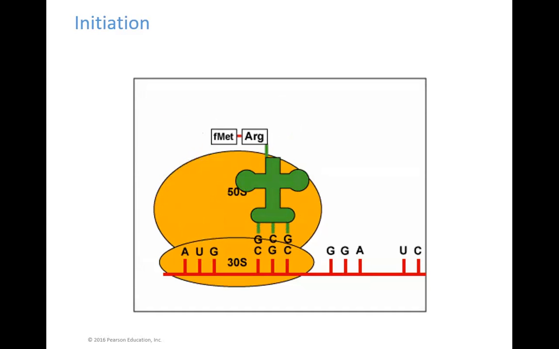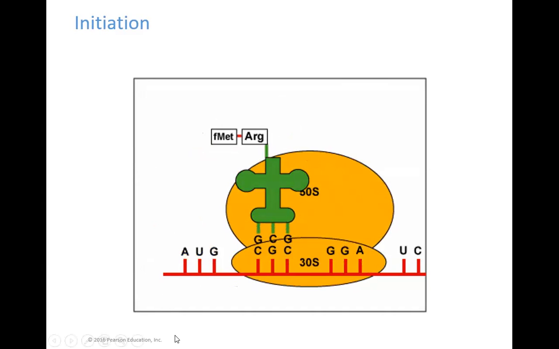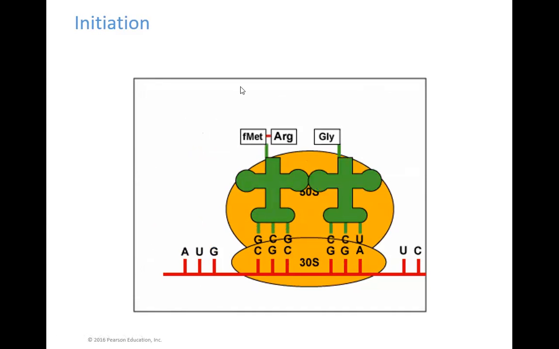Now, those two amino acids join together with a peptide bond. So we have a peptide bond forming right here. There's a peptide bond. Now here comes the second transfer RNA. The first transfer RNA is always carrying methionine. This was the start codon. Start codon.